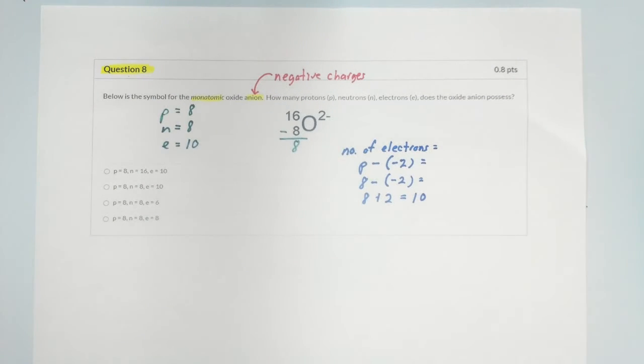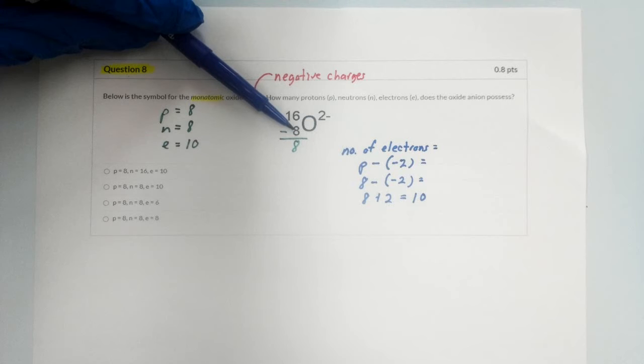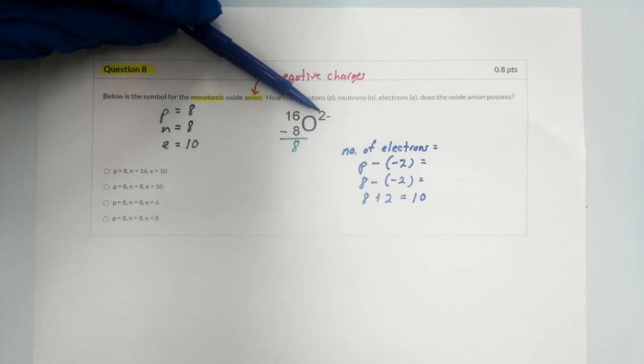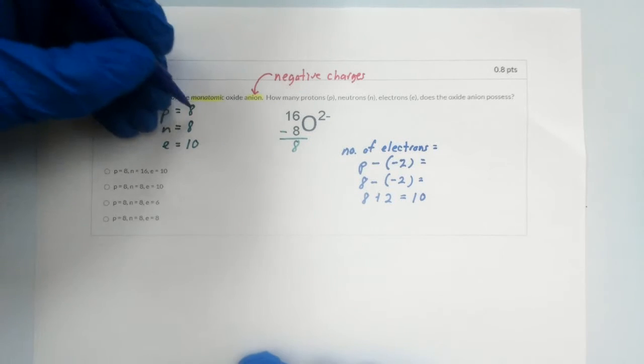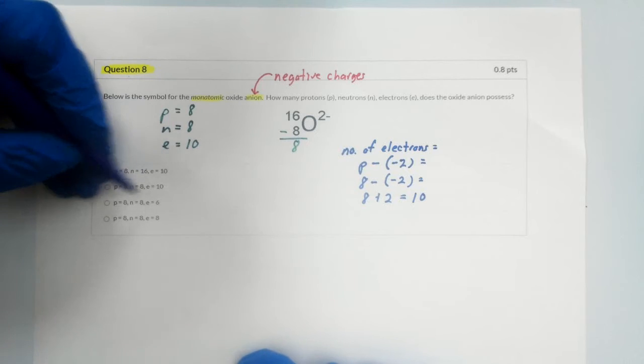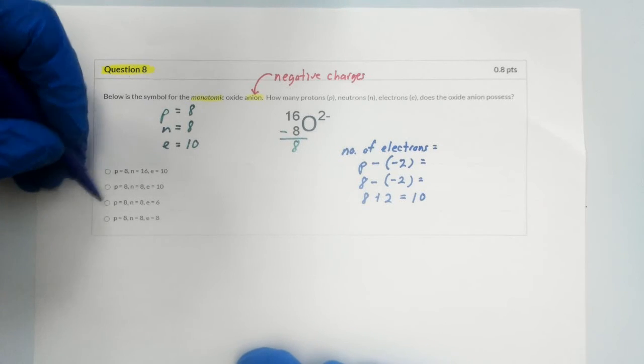Now, if you'd rather not memorize that equation, the simplest way to do it is simply look at the number of protons and then add whatever this number is to it. In other words, 8 plus 2 is 10. And it's going to be the opposite of that when we do cations. So what answer down here corresponds to that? We need 8, 8, and 10. 8, 8, there it is. We have 8 protons, 8 neutrons, 10 electrons.